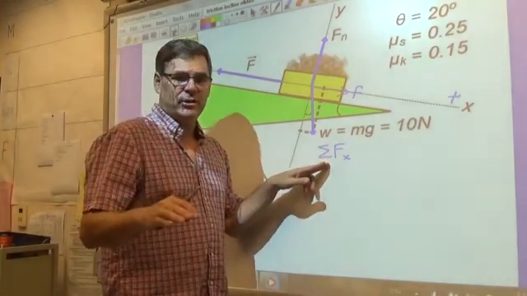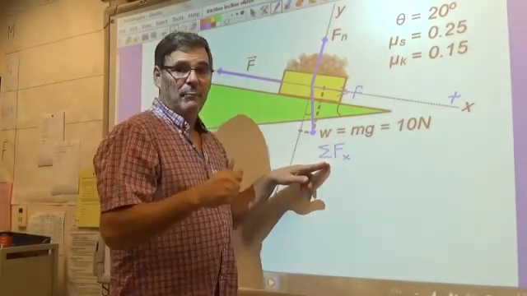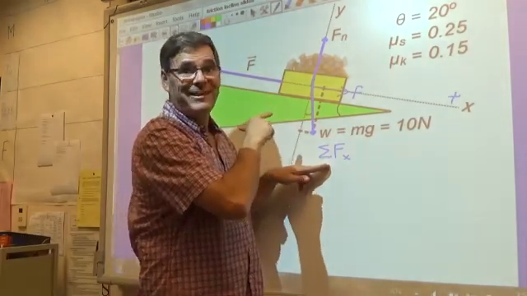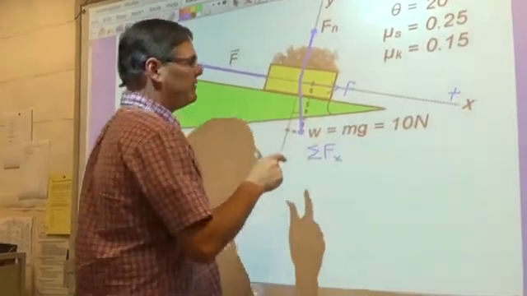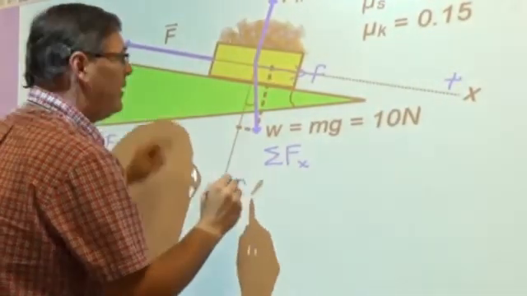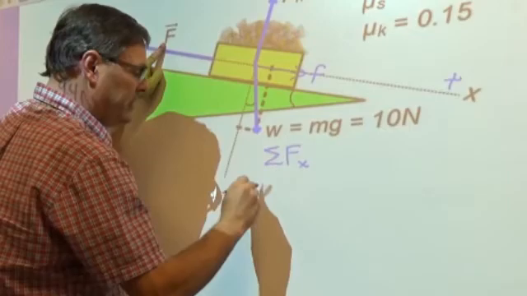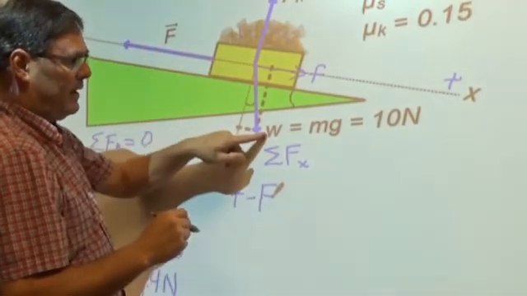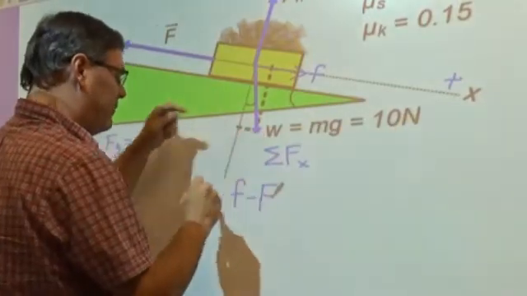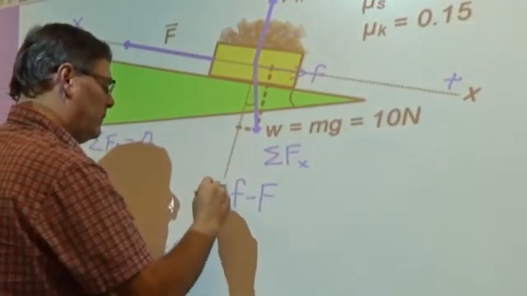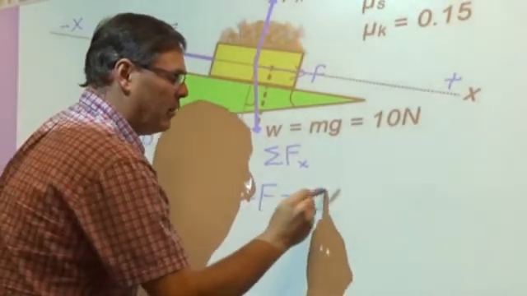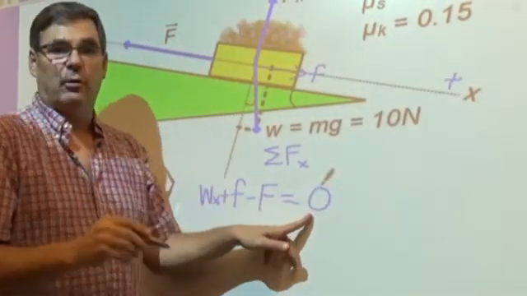So in the x direction, something is different. Because now we're trying to pull the box up the ramp, the frictional force is down the ramp. So we're going to sum our forces. F is in the positive direction, F friction is in the minus direction, and the weight, the x component of the weight, is also in the positive direction. And that equals 0. Why does it equal 0?